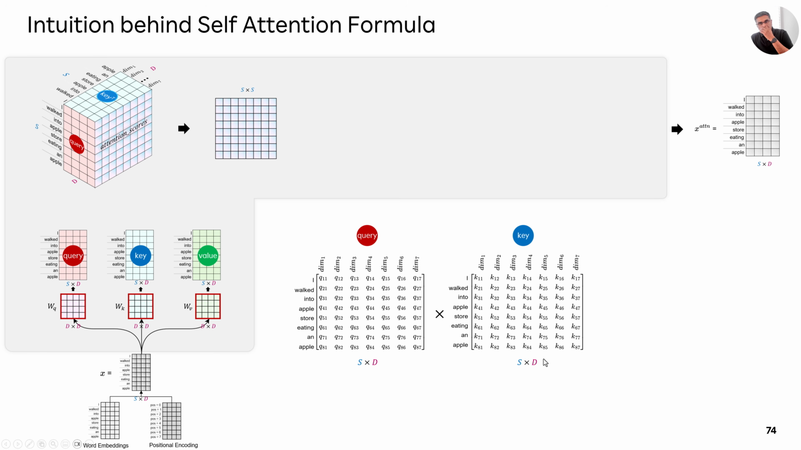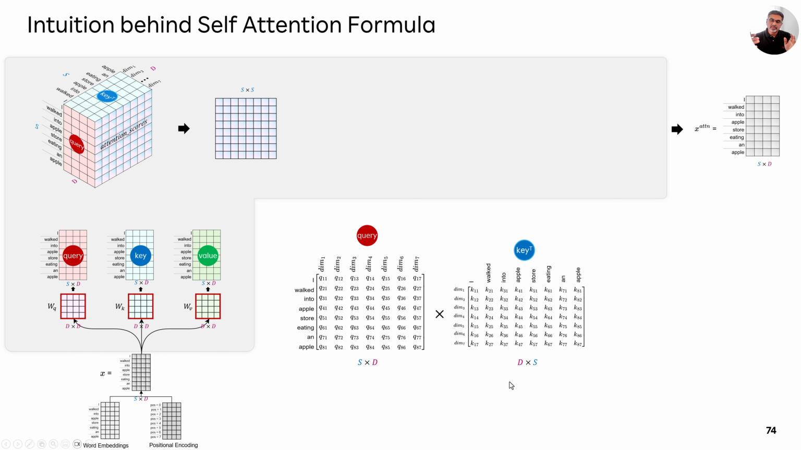Now you are trying to find out how each word in "I walked into Apple Store" is related to each other. Clearly, you cannot do a dot product between S cross D and S cross D, because you want to do a cross of these things. The way you do that is you transpose this, so the columns and the rows get transposed. Now I can say, for "I", how is it related to "I walked into Apple Store" and so on. "Walked", how is it related to "I walked into" and so on. So I can do that, right? Now I can take a dot product between these two.